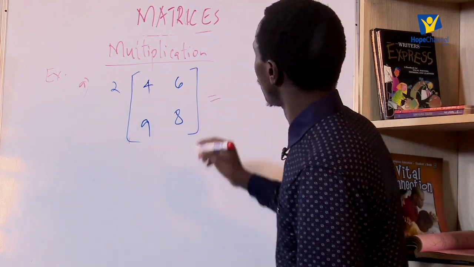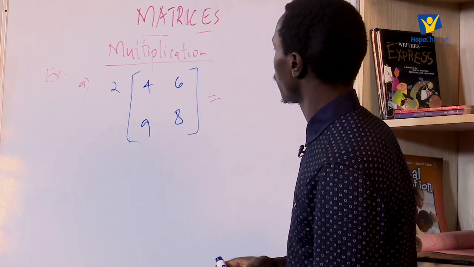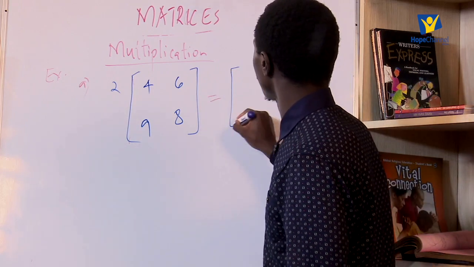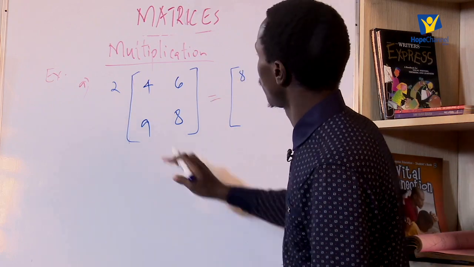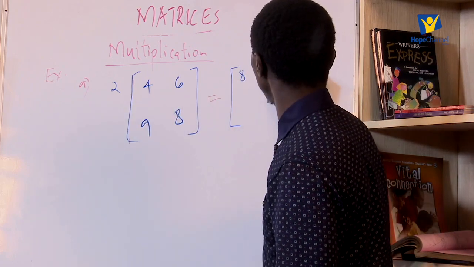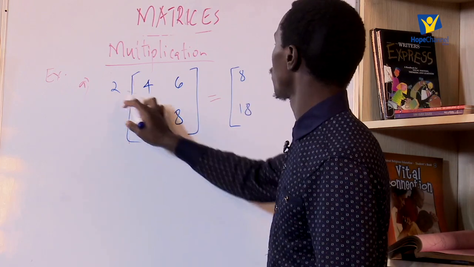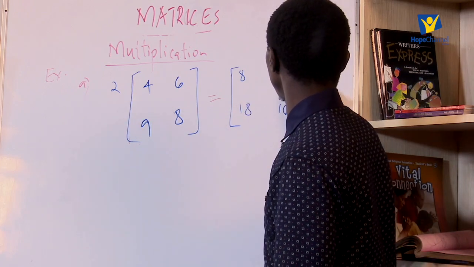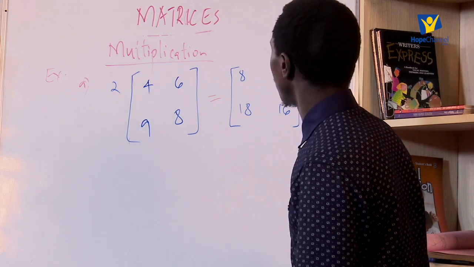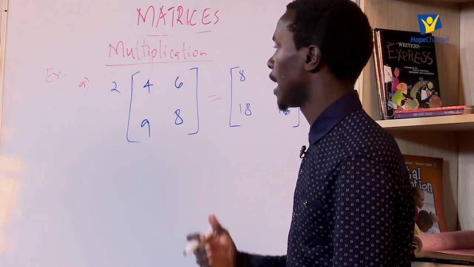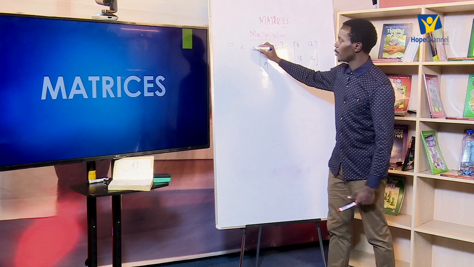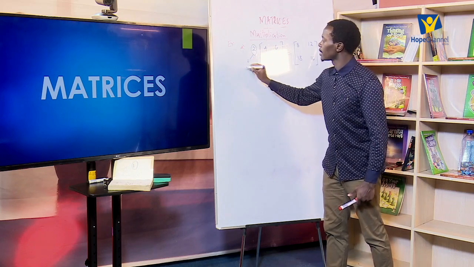So that gives us what? 2 times 4 is what? That is 8. You're right, 8. Then 2 by 6 gives us 12. 2 by 9 gives us 18. Then 2 by 8 gives us 16. As simple as that, you shall have multiplied a matrix and a number. Now this multiplier here, we call it a scalar.